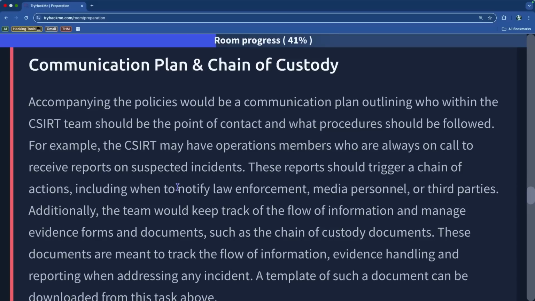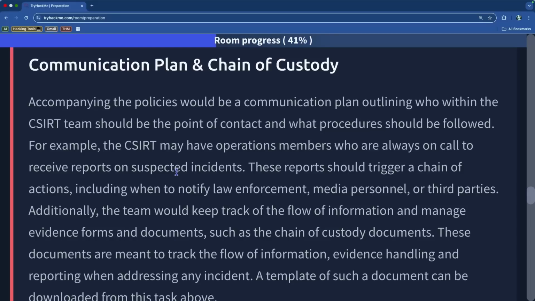Communicating the plan, or the communication plan, and chain of custody. So when something happens, there's something called a call tree, meaning essentially the group of people that need to be contacted. And usually a call tree means call this person first, and then call this next person, and then call this next person, because the first person that gets called most likely has a lot of responsibility to do with handling of the incident, and the people after that just need to be in the know.